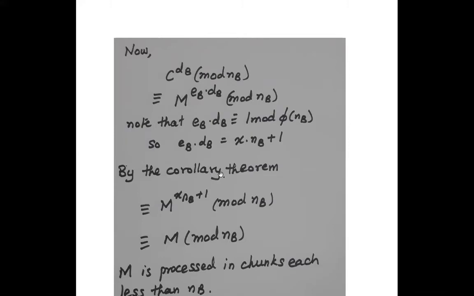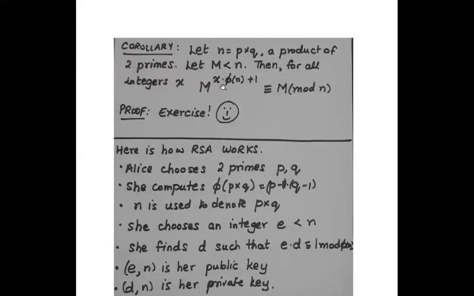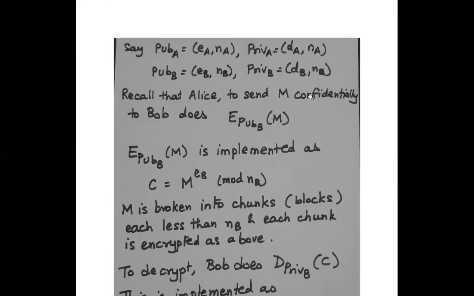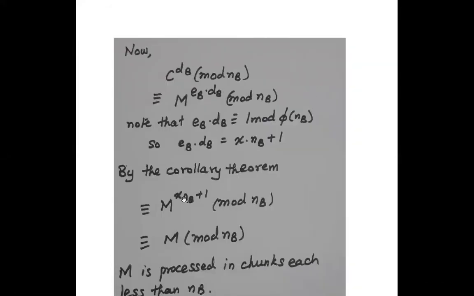And so if you were to look at the theorem, this corollary theorem, what does it say? It says that M to the power of an integer times phi of that number plus 1 is congruent to M mod N. And if you go and look at this again, it's my mistake. M to the power of X times phi of NB plus 1 mod NB. Right, that's what this is. M power EB times DB can be written as M to the power of X times phi of NB plus 1 mod NB. And by that corollary theorem, it's congruent to M mod NB.